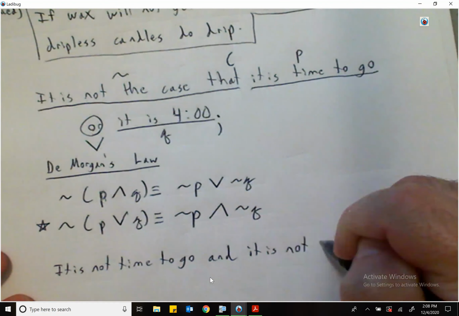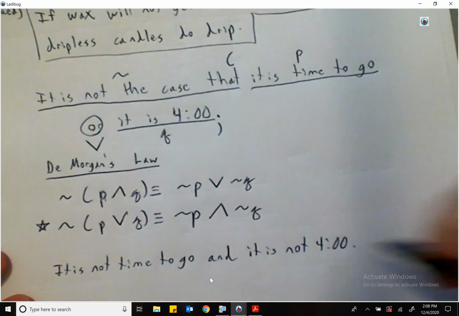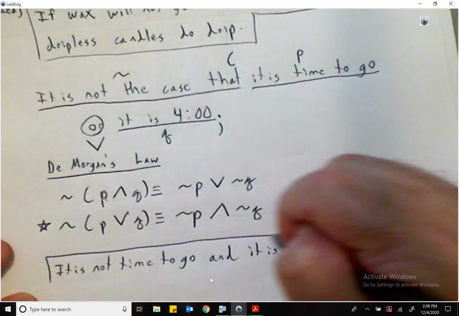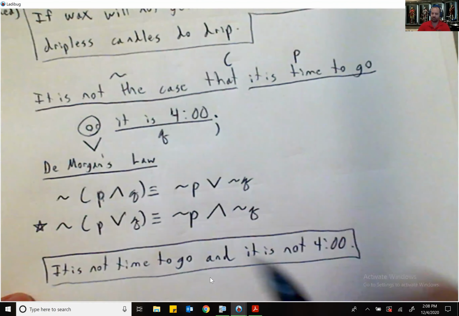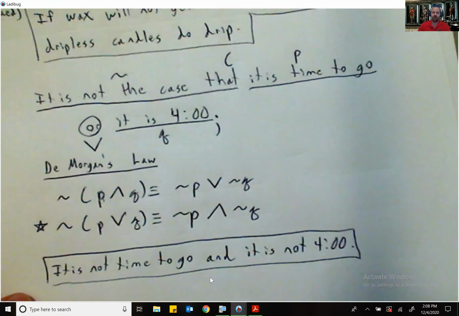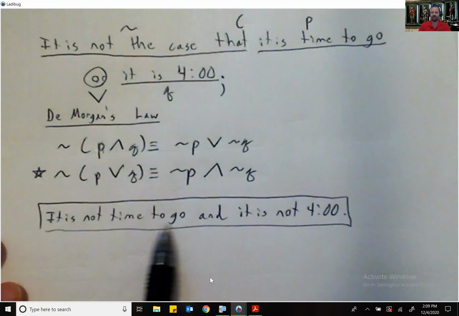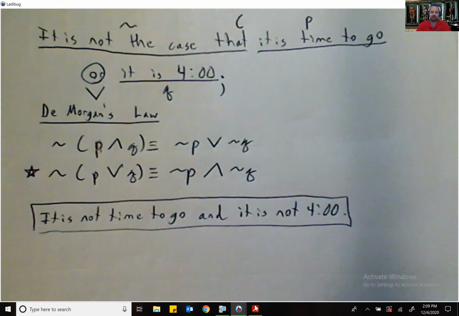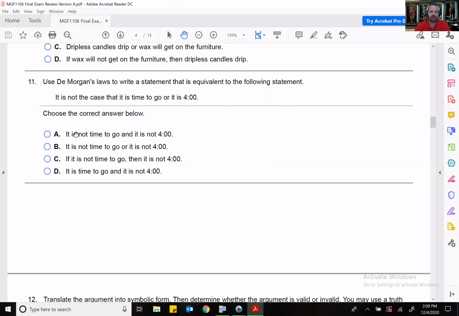There you go. That's the sentence they're looking for. That is the equivalent statement to what we have up here. It is not time to go, and it is not 4 o'clock. So if we come back, well, right there, it's A. And that's it.